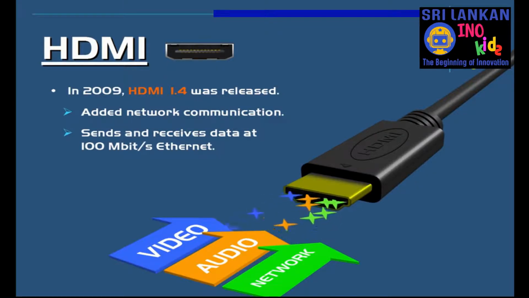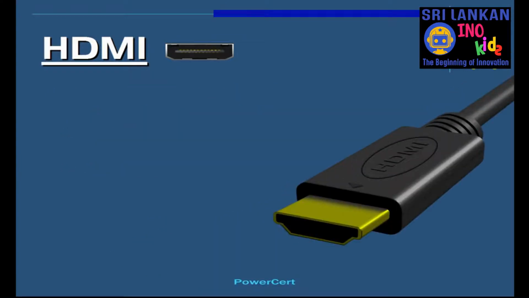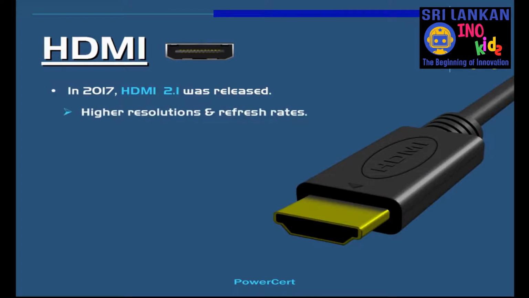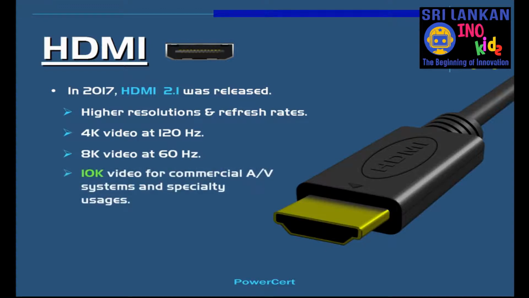But also with HDMI 1.4, it added support for 4K video at 30 Hz. And in 2017, HDMI 2.1 was released, which added support for higher resolution and refresh rates, with support for 4K video at 120 Hz and 8K video at 60 Hz. And it can also support a max resolution of 10K for commercial audiovisual systems and specialty usages.